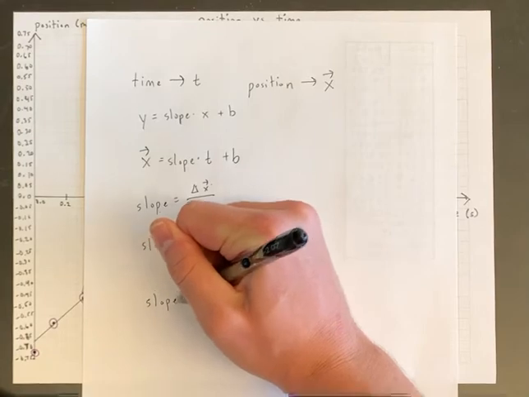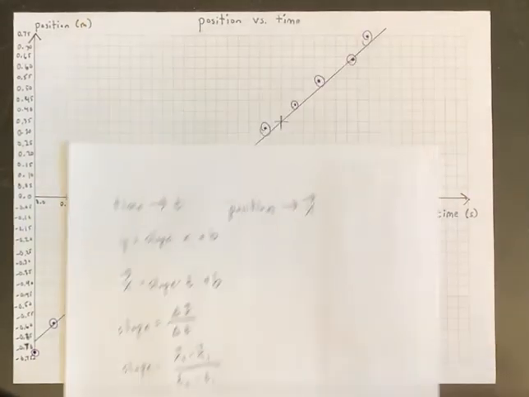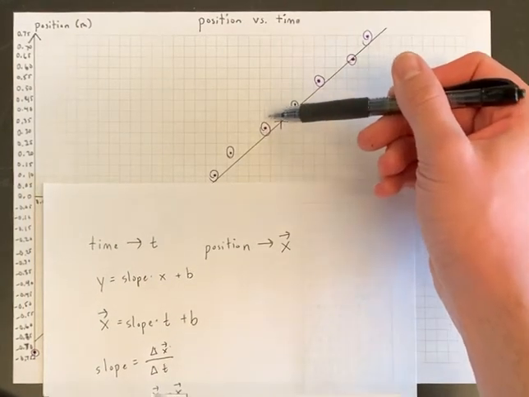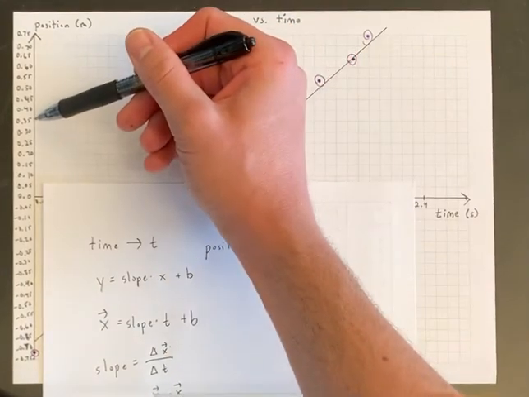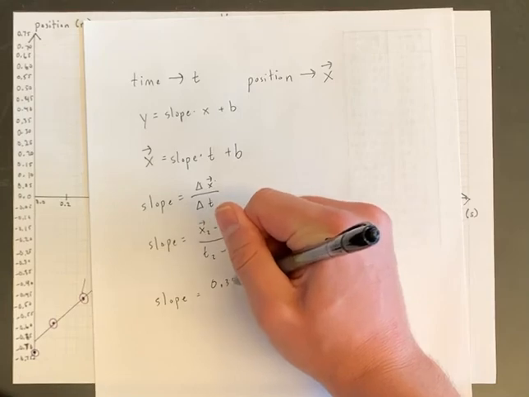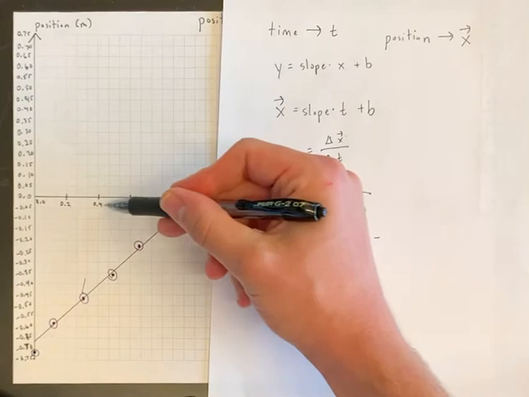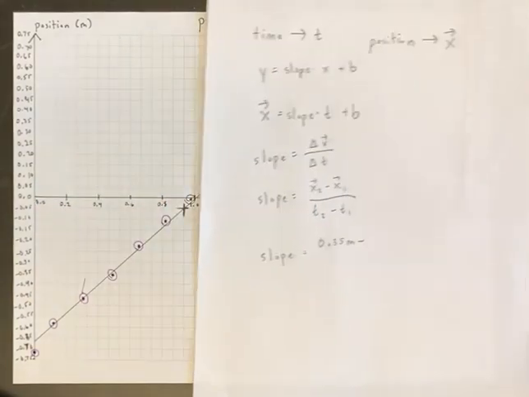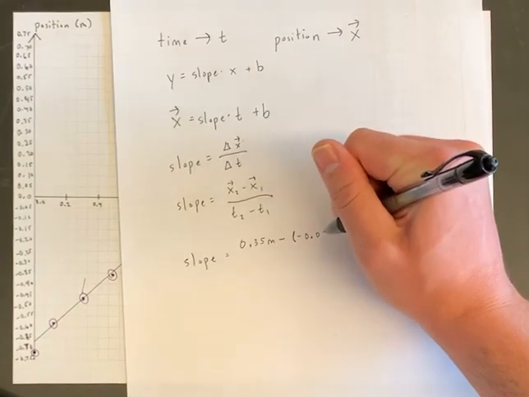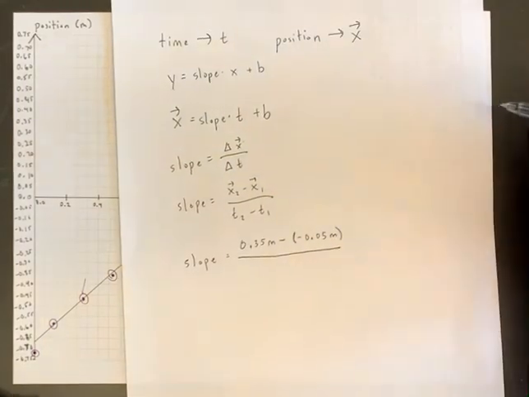And so I'll go back to the point I've identified on my line. This will be point 2. Its position is over here at 0.35 meters. Minus, I'll let this be point 1, and its position is negative 0.05 meters. So minus negative 0.05 meters. And we'll divide that by t2.